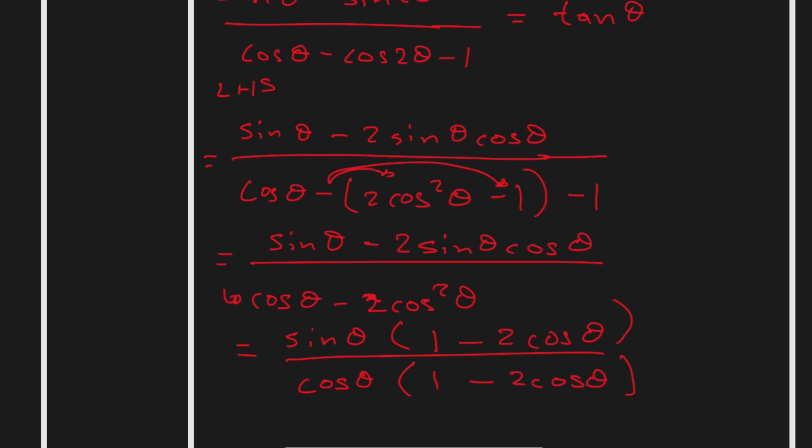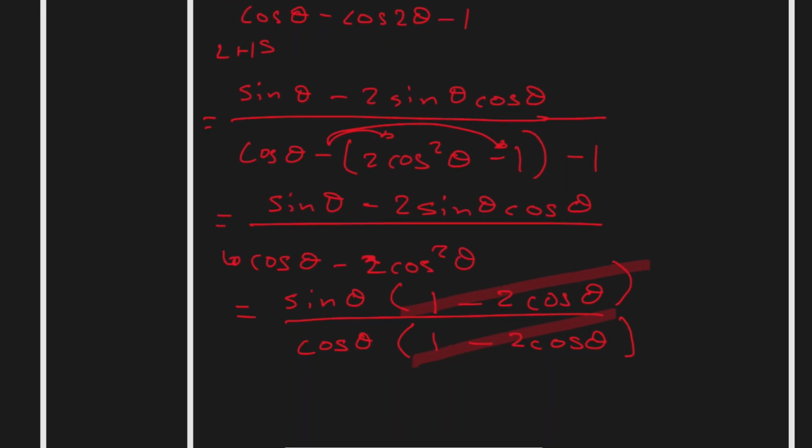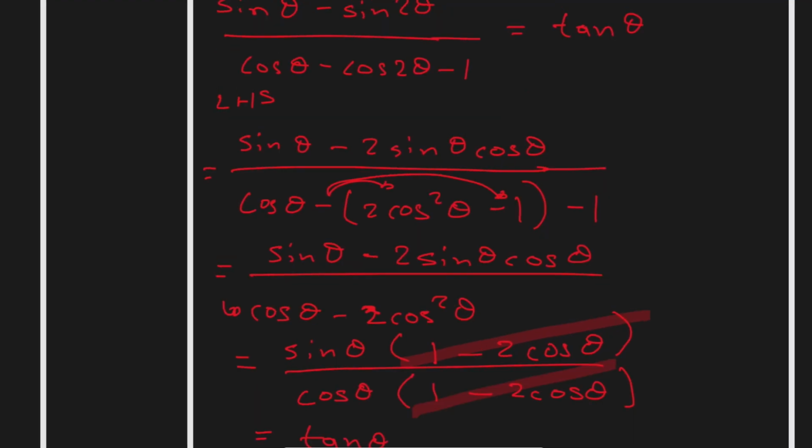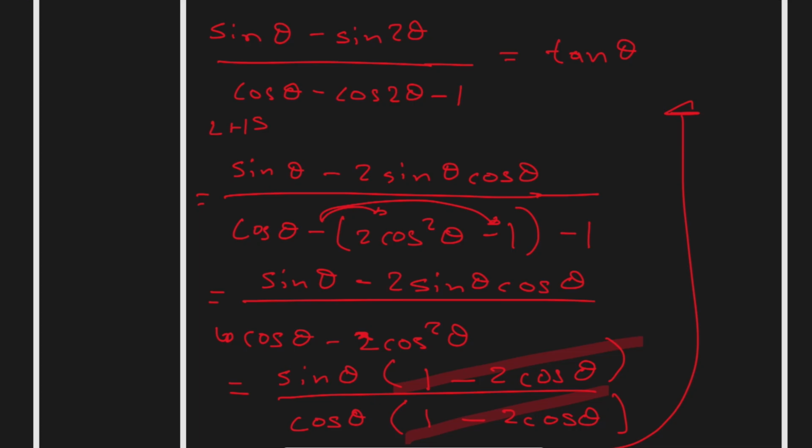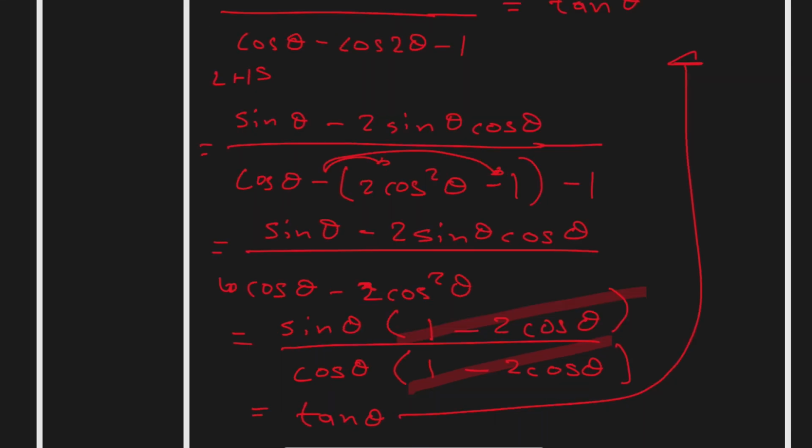So do you see now this? It leads us to the answer automatically, since this part and this part will cancel out. And then if we have sine theta over cos theta, that will automatically give us what? It will automatically give us tangent of theta. And therefore, the left-hand side is equal now to the right-hand side. So that means we have proved that identity.